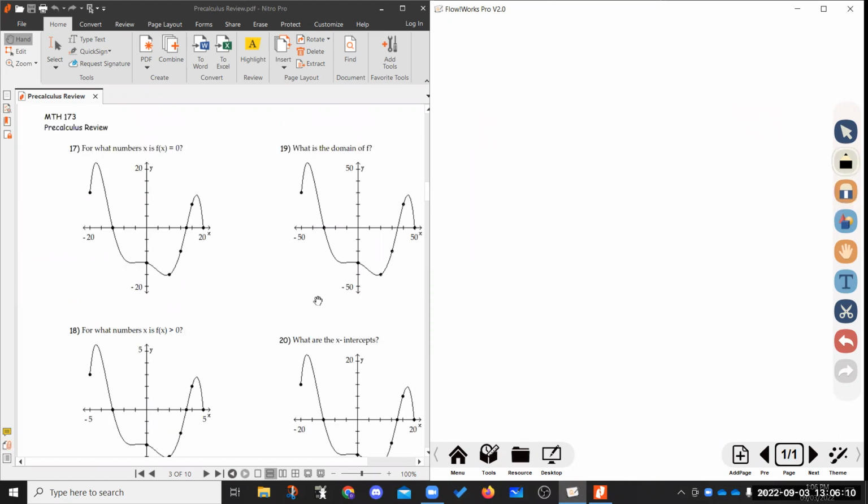Now we're going to answer what is the domain of f. Again, same graph, but we've changed the scale here. So the domain is going to start at -50, and it's going to go all the way to the right to +50, and both are included because there's ordered pairs there.